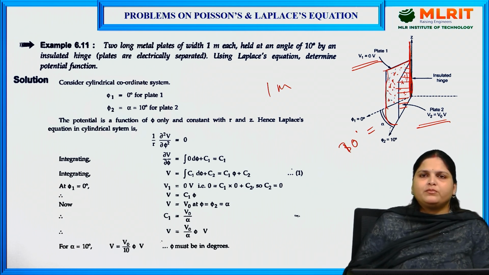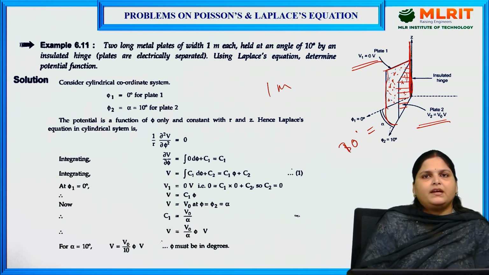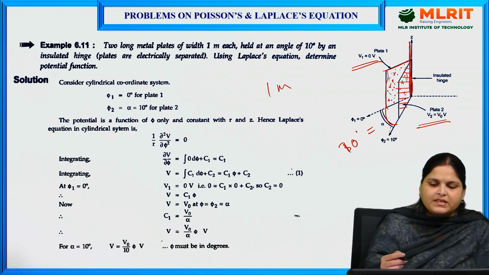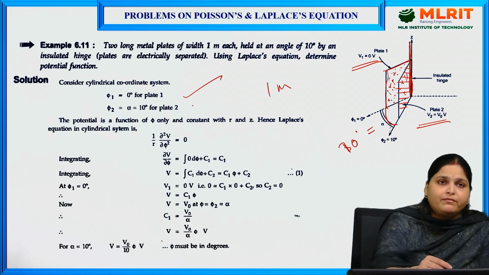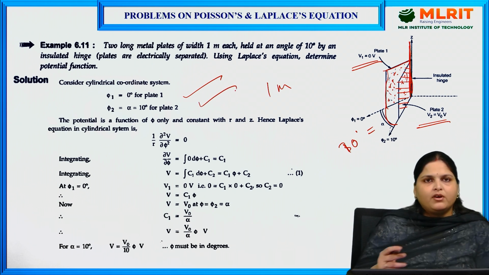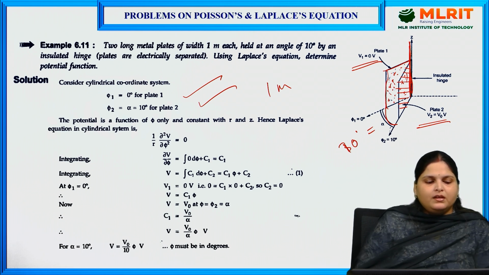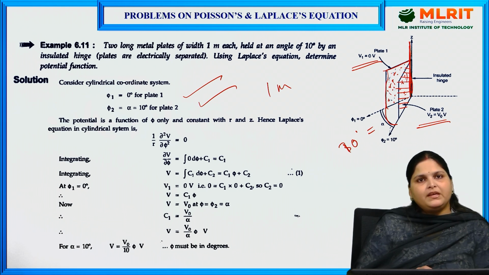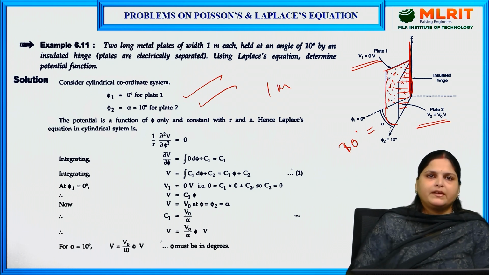So it is clear from this question, because as per the arrangement we can understand this entire arrangement is in the cylindrical coordinate system. And as I already told, phi 1 is equal to 0 degree for plate 1, and phi 2 is equal to 10 degrees for plate 2. Phi 1 is 0 and phi 2 is 10 degrees, right? See, the potential is a function of phi only here, and it will be constant with r and z, right? Because only the phi term is given in the question. So the remaining two terms, r and z, we will consider as constant.